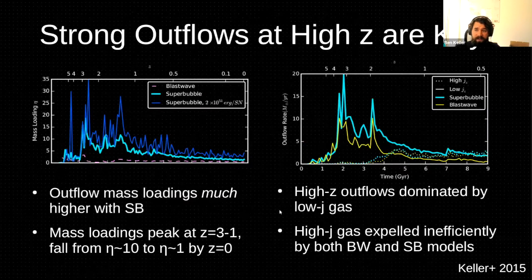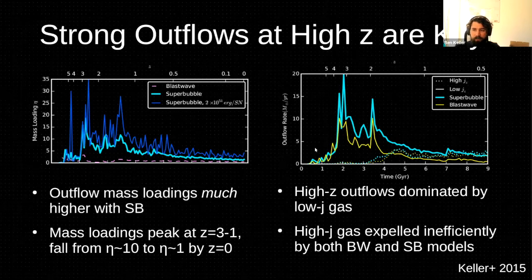It turns out the key component here is actually the way outflows are driven. So if we look at the outflow mass loading, that is the ratio of the outflow rate divided by the star formation rate, it's a dimensionless number, therefore. You can see that superbubble feedback gives you significantly higher mass loadings at high redshift compared to blastwave feedback. Outflow mass loadings of around 10 compared to around 1 or lower for blastwave feedback.